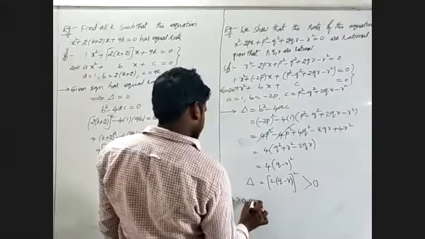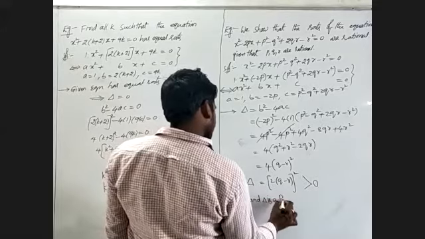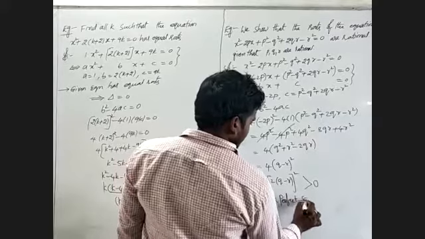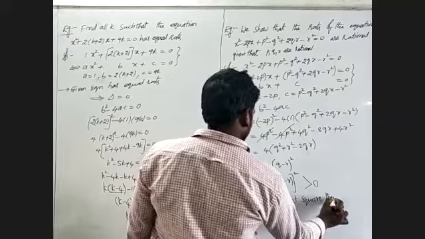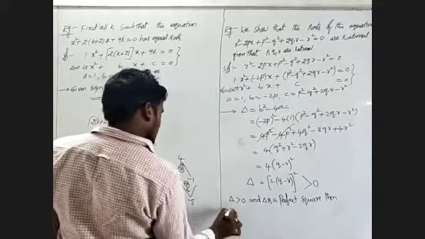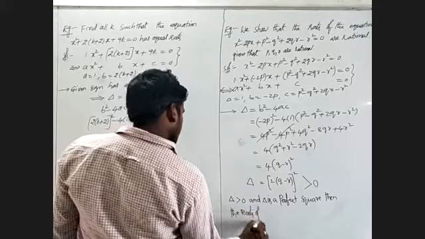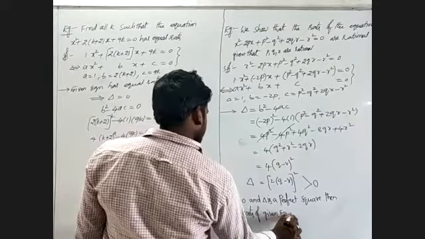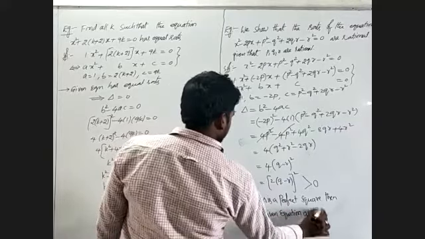and delta is a perfect square, then the roots of given equation are rational.